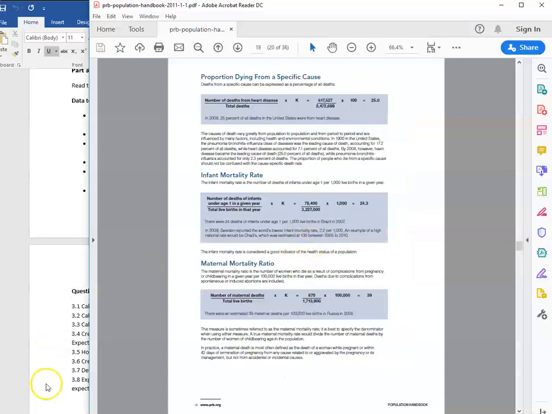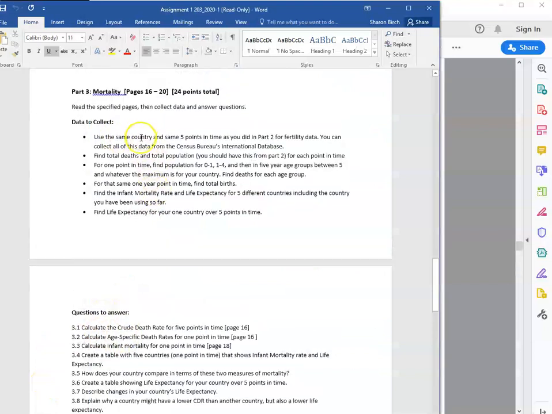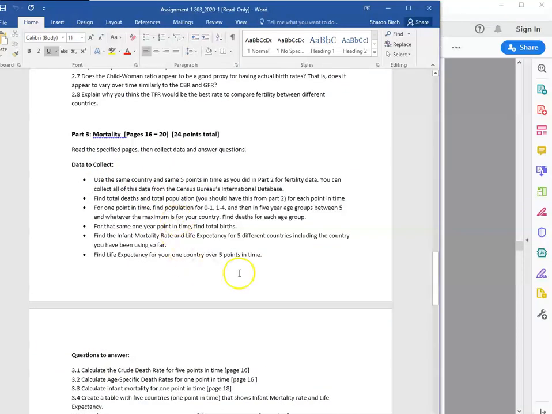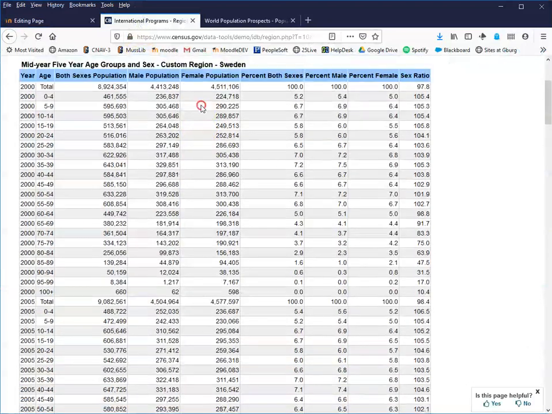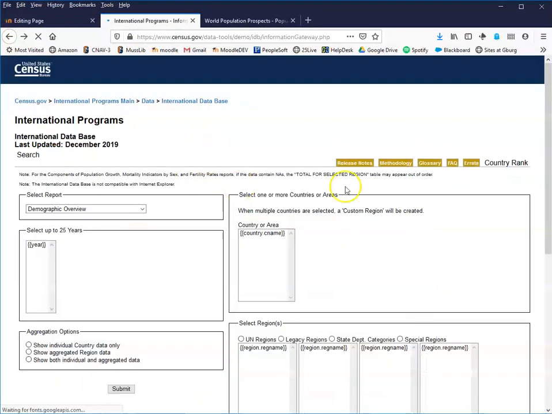All right, so the data for this means the same country as you did for fertility, if at all possible. Same 5 points in time, if at all possible. International database. I think you can get all of this. Not quite. There's one thing that I don't think you're going to be able to get from the international database, but it's going to be a little tricky, and I'm going to expect you to try to work through it, given the clues that I'll give you here. All right. So total deaths, total population. Let's pop over to the international database and see what we can find.